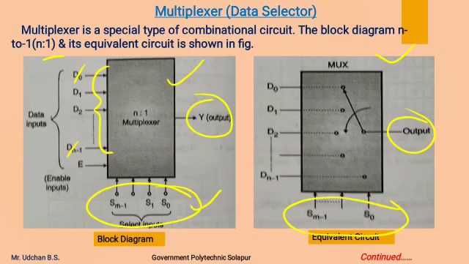Here again there is one enable input line, that is E, which is also called a strobe input or enable input, which is useful for cascading the number of multiplexers. It is generally an active low terminal, that means it will perform the required operation when it is low, or it may be an active high input terminal, that means it will perform when it is at logic high level.